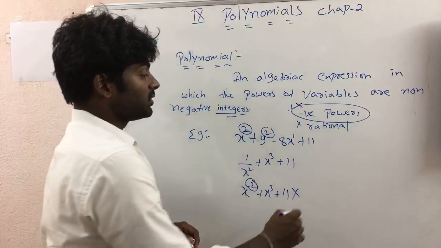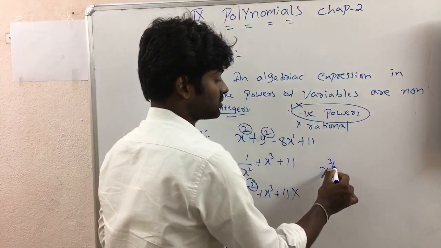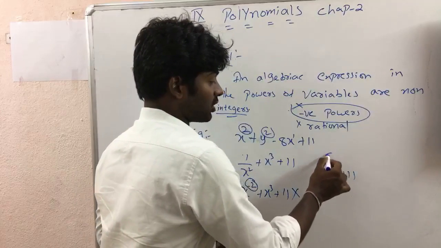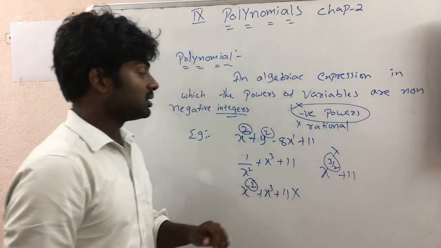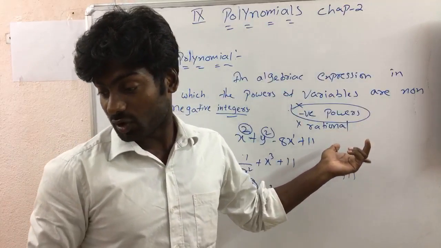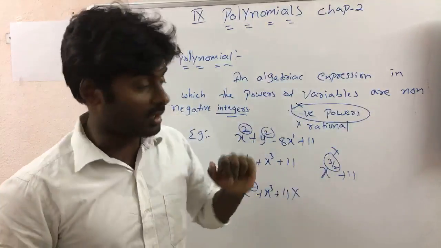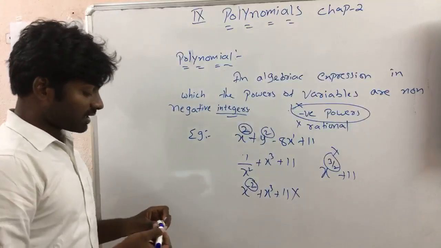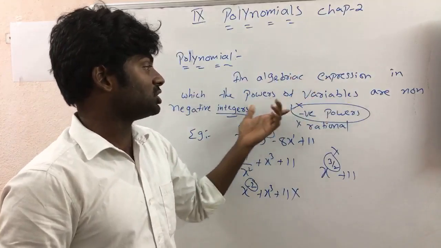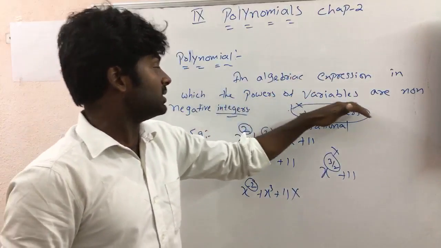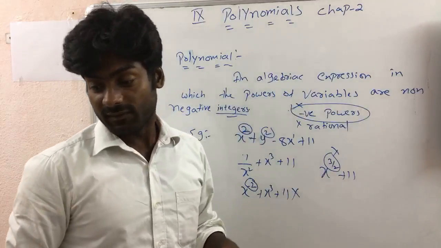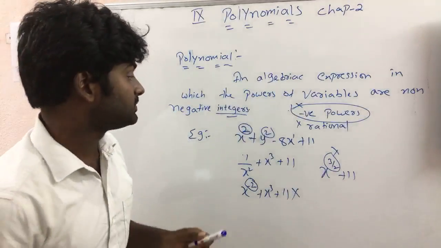Not only this. If you take x power 3 by 2 plus 11, this is also not a polynomial because the power should not be rational. So the condition is that a polynomial is an algebraic expression, but the powers of the variables must be non-negative integers.